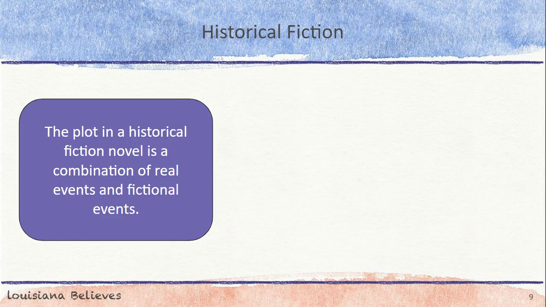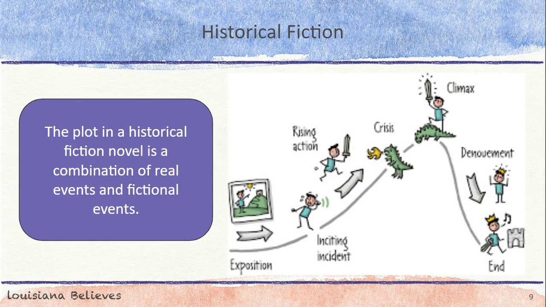The plot in a historical fiction novel is a combination of real events and fictional events. You can invent characters, cities, and events, but they still must make sense to the time period. For example, a novel set in London, England in 1666 would benefit from incorporating the Great Fire of London, a major turning point in the city's history.